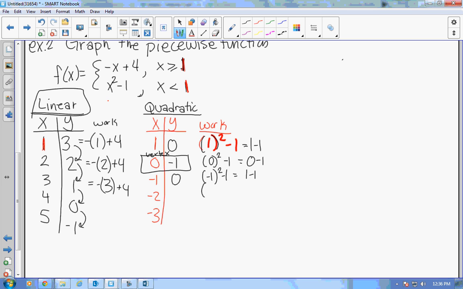Okay, we have 2 more to do. Negative 2 squared minus 1. Okay, negative 2 squared is what? 4. Minus 1, we get 3. And the last one, negative 3 squared minus 1 is 9 minus 1, which gives us 8.